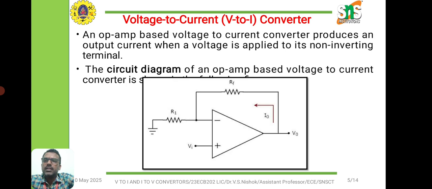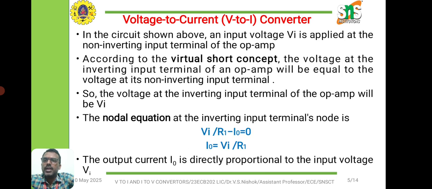When we apply the nodal equation, that is the KCL equation, at the inverting terminal of this circuit, we obtain Vi by R1 minus I naught equal to 0. From this equation we obtain I naught equal to Vi by R1, which shows the output current will always be directly proportional to the input voltage. This is how we obtain the current from the voltage input signal.